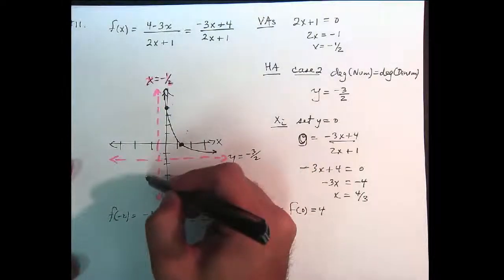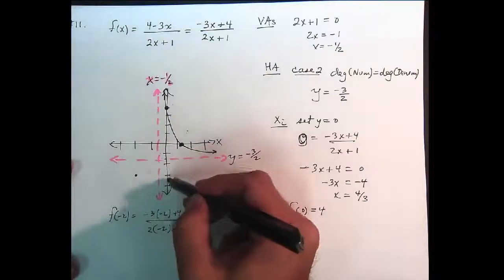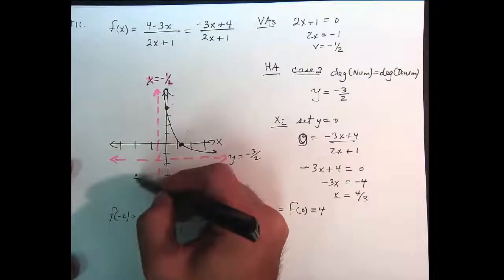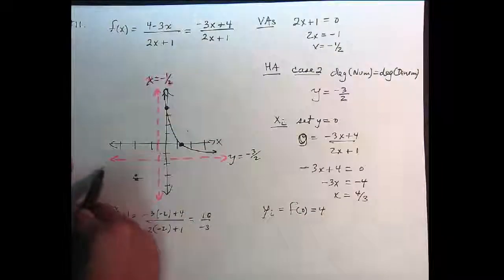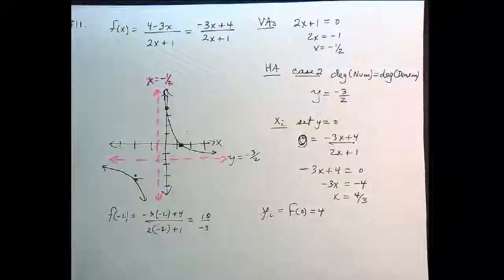So it's like about right here. And negative 2 is at negative 3 and a third. Maybe like right there. It doesn't matter. The point is, it's down here. Does that make sense? So that's how you would graph that.